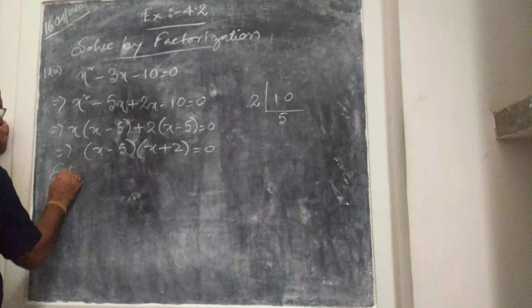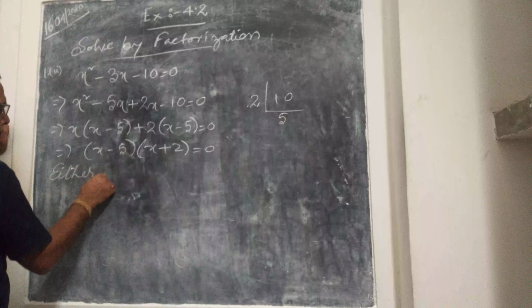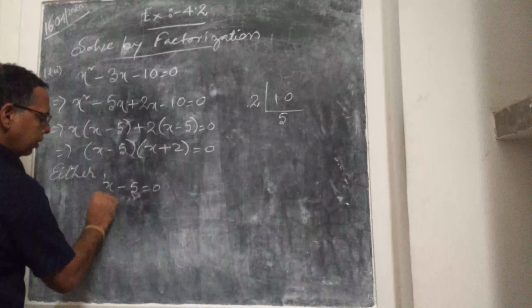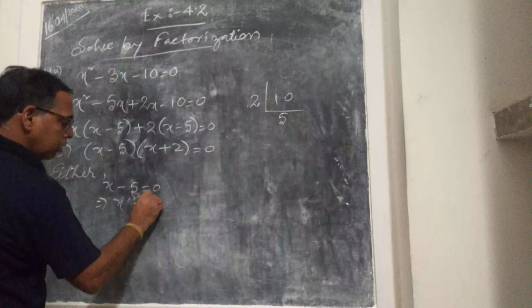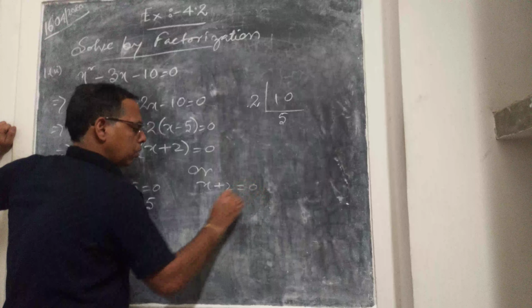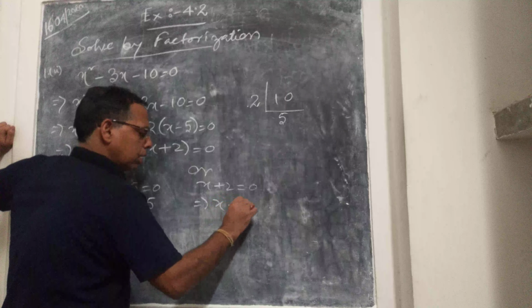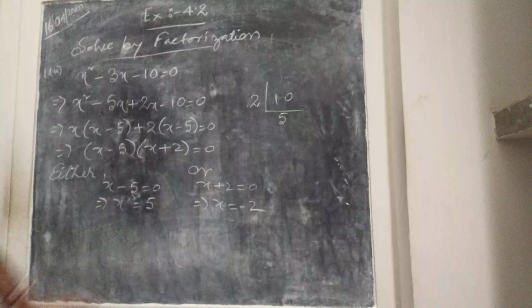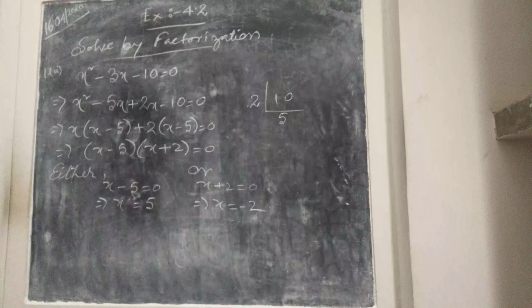So either x minus 5 equal to 0, which implies x equal to 5, or x plus 2 equal to 0, which implies x equal to minus 2. Now let's see the next one. So please write down first, then I will move to the next one.